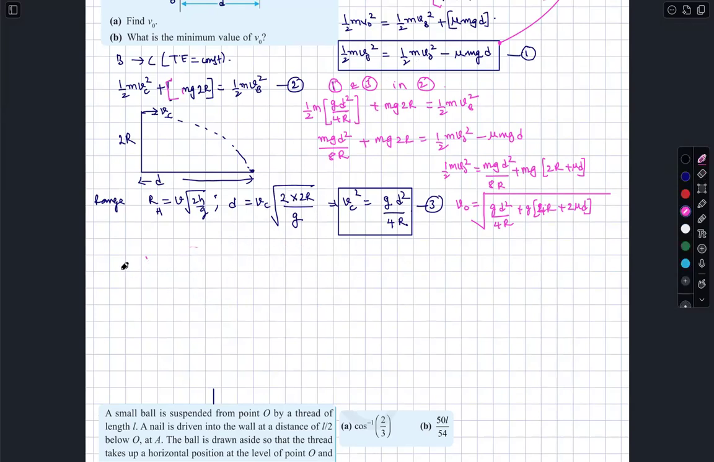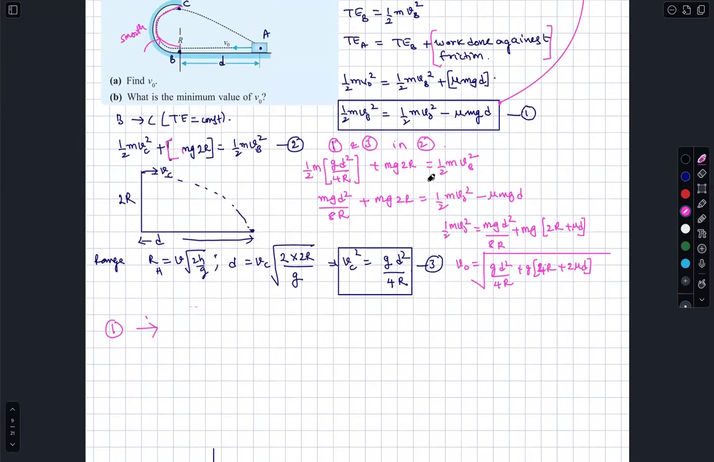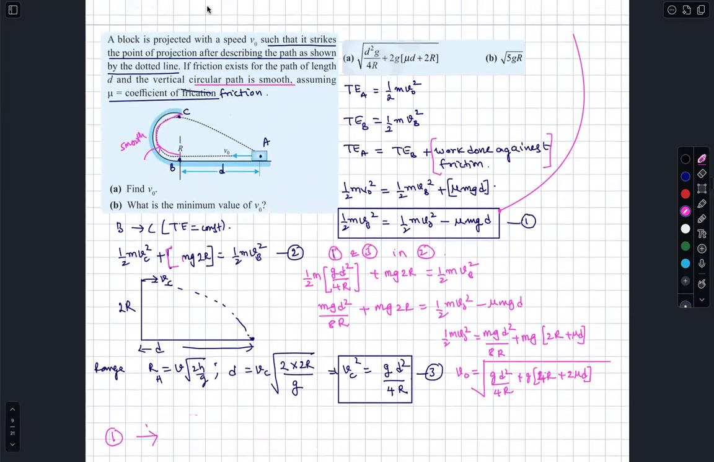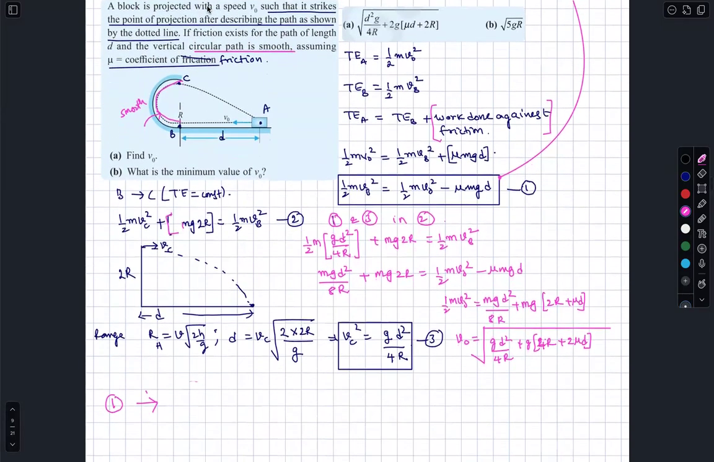You take up equation 1. Here VC, there is no resistance. VC must be at minimum this to reach A. There is no other option for you. What is the minimum value of V naught is what they are asking.